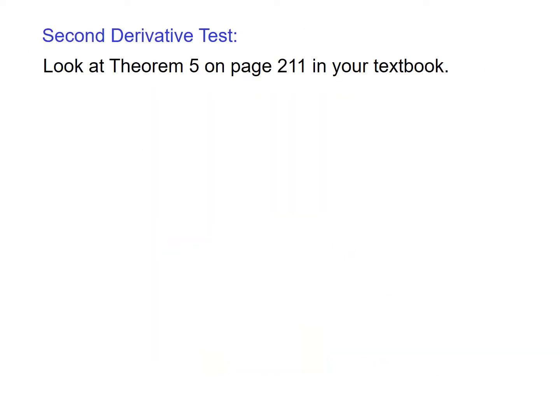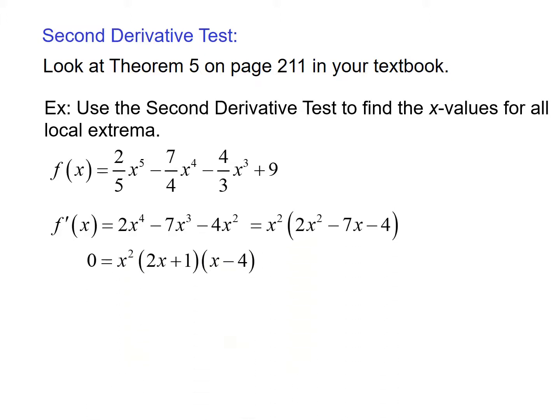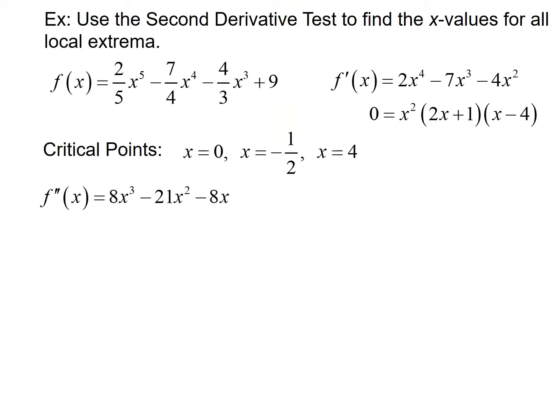Okay, now we have the second derivative test. So take a look at Theorem 5 on page 211 in your textbook. The second derivative test just gives us another method for finding extreme values. So we have to take the first derivative, factor, and find our critical points, just like we did on that last example. So there's our critical points. And then using the second derivative test, just like the name would imply, we can take the second derivative of the function. This is going to tell us concavity.